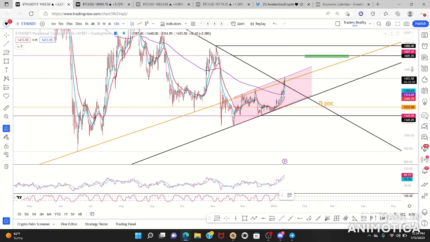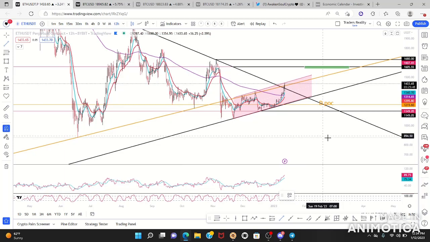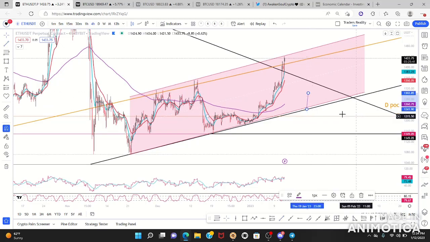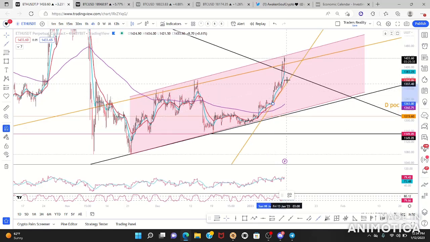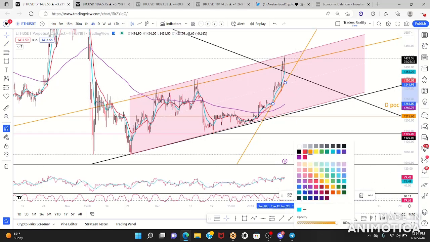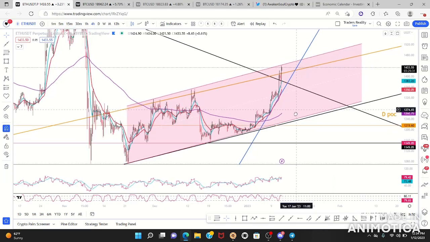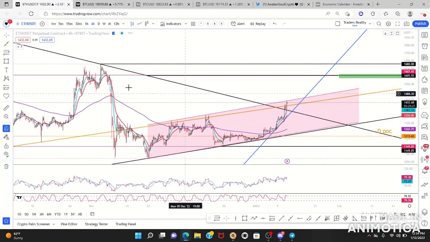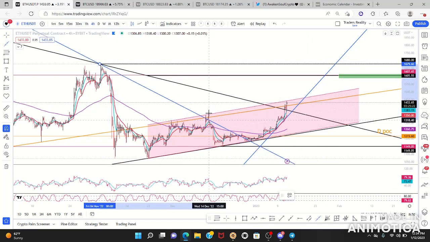Once I visualize the possible patterns or what's happening at the time, I go down to my 4 hour. On my 4 hour, I'm going to go ahead and draw my trend line again. One touch, two touches. Change the color. We're going to use blue. 4 hour trend line going to the upside. One touch, two touches.